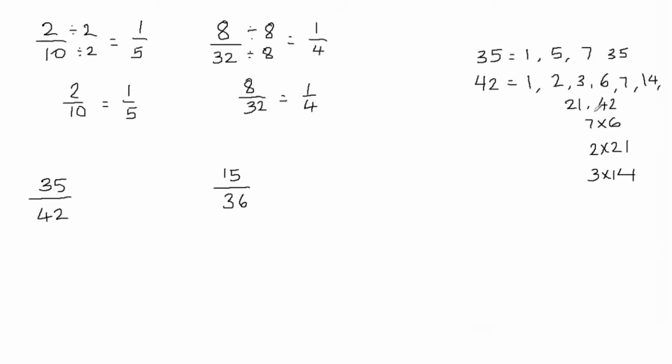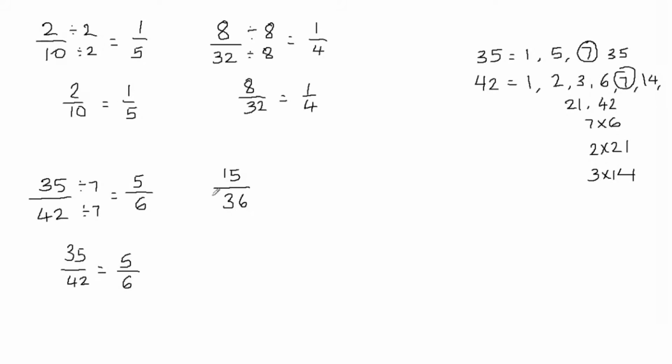Now we're looking for the largest factor which is common in both of them. The largest factor which is common in both of them is going to be 7. So I know that the GCF of 35 and 42 is going to be 7. That means I have to divide my numerator and the denominator by 7. So let's go ahead and do that. 35 divided by 7 is going to be 5, and 42 divided by 7 is going to be 6. So I can reduce my fraction 35 over 42 to 5/6.